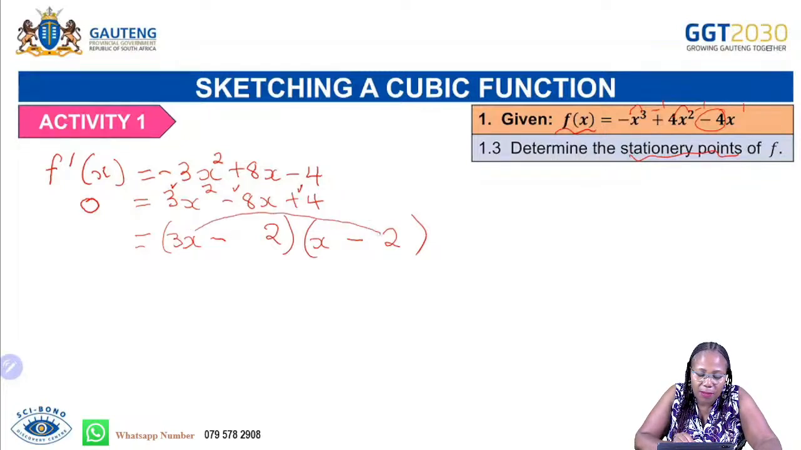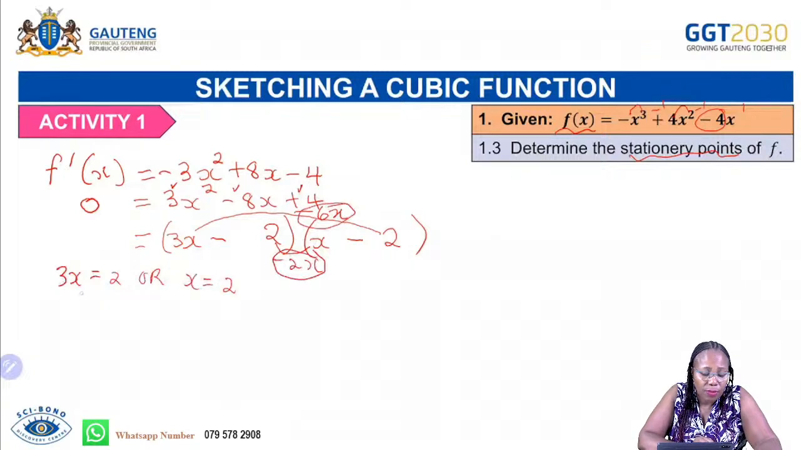It will be 3 times -2, which is -6x. And then -2 times x, which is -2x. Yes, this will give us a -8. Our factors are 100% correct. And then from here now, for the first bracket, 3x will be equal to 2, or second bracket, x is equal to 2. This side we are dividing by 3, both sides. Therefore, x will be equal to 2 over 3. These are the x turning points.